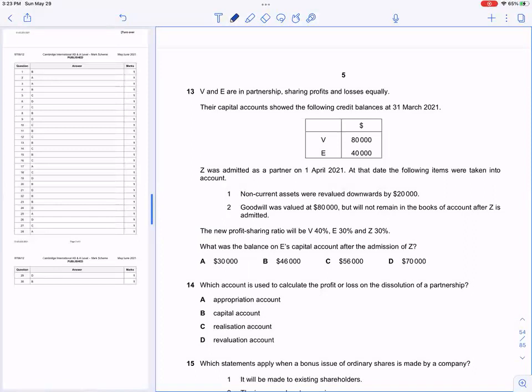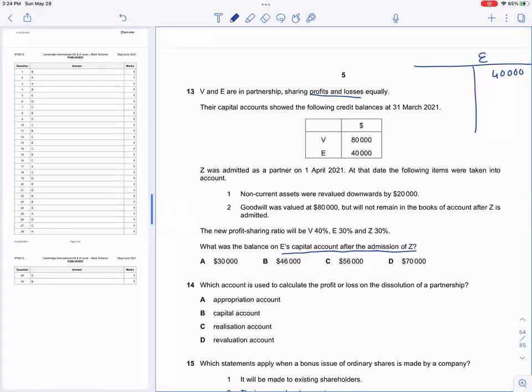What was the balance on E's capital account after admission of Z? Okay, Z admission has happened. I want E's capital account. Fine, no problem. E and B are in partnership. They share profits and losses equally. Their credit balances: E is 40,000, B was 80,000. Z was admitted on that date.